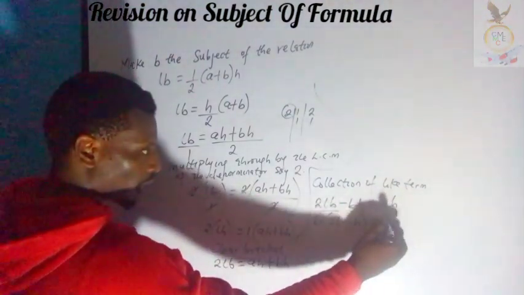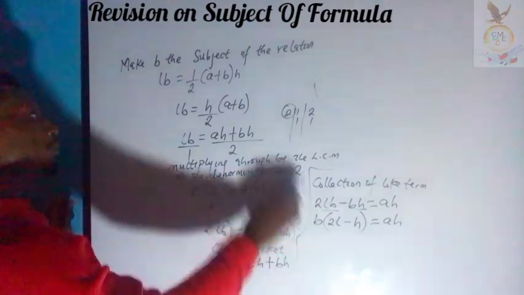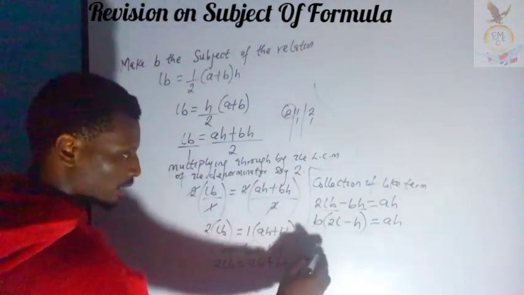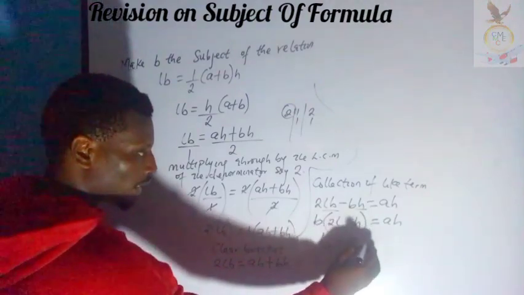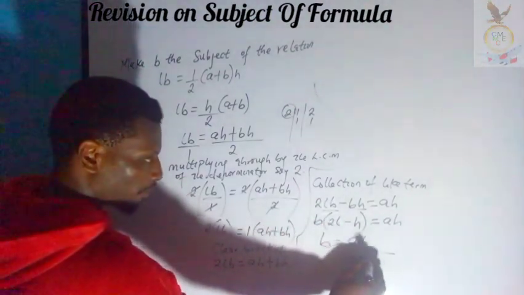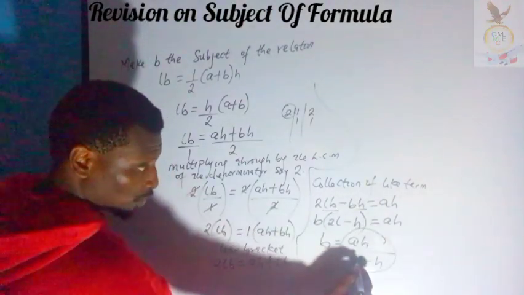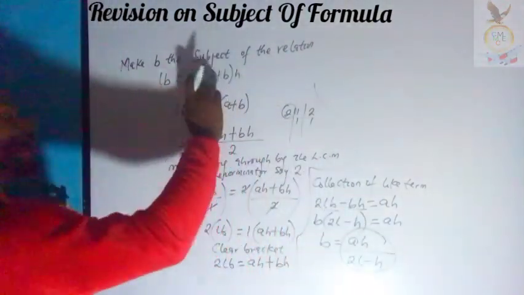It's equal to ah. So I'm told to make B the subject of the formula, I have to divide by the coefficient of B, which is 2n minus h. So B is equal to ah divided by 2n minus h. So ah divided by 2n minus h is the answer to this question.